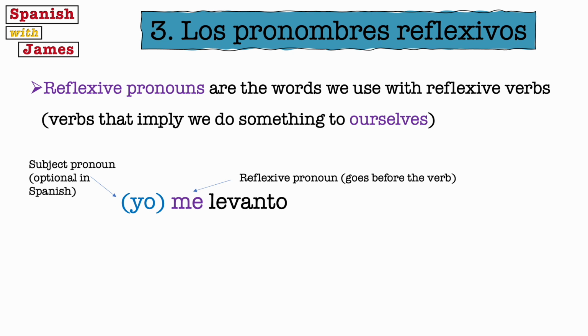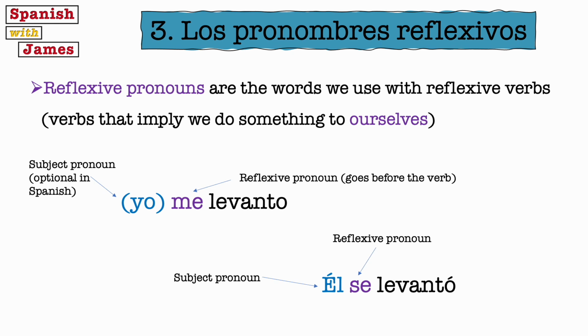If I said me gusta levantarme temprano, I like to get up early. Again, because I'm using the infinitive, levantar, I tag it on the end, levantarme. If I were to put it in the past tense in the third person, I could say él se levantó, he got himself up. Again, we've got the subject pronoun and the reflexive pronoun followed by the verb.